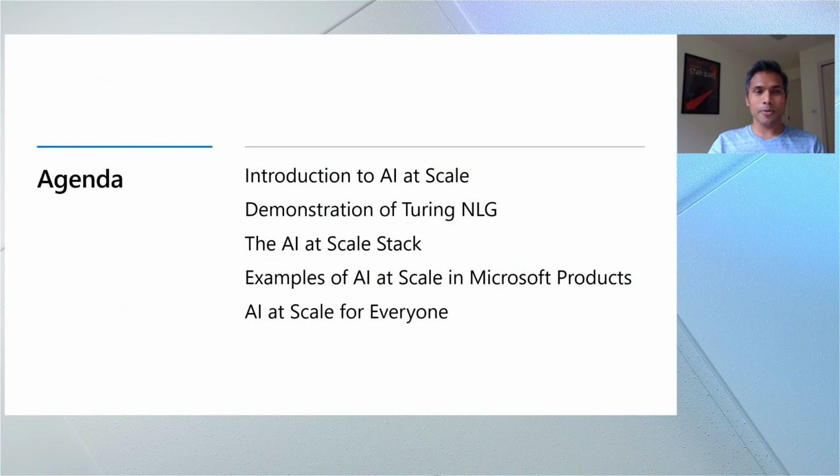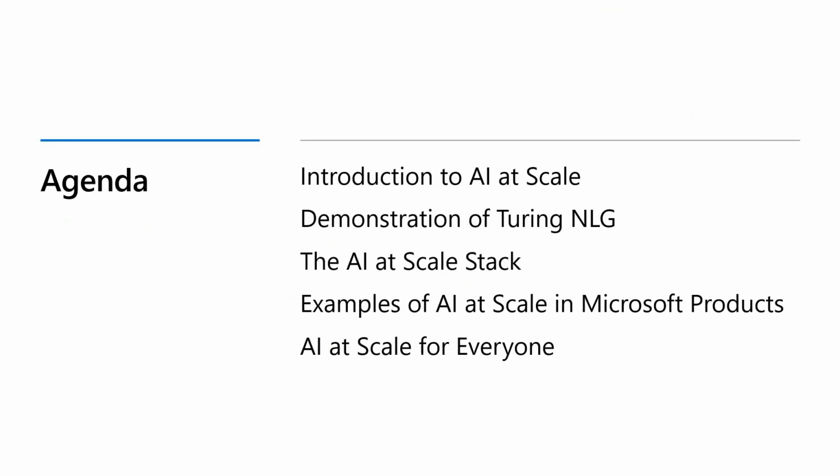This is a brief agenda of what we're going to talk about. First is just the introduction to AI at scale. What is it? Why did we do it? I'll give you a little demo of Turing NLG, which is the largest natural language generation model that's ever been announced. Then I'll talk about the AI at scale stack, which actually enabled us to make this kind of innovation. Then we'll talk about AI at scale in different Microsoft products. So we're actually using AI at scale in some of these really large language models today in products. And then finally, I'll talk about AI at scale for everyone, how you can leverage them yourself.